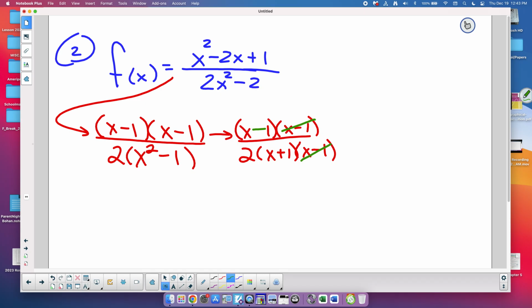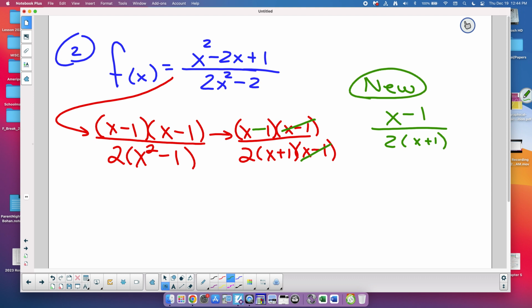Here comes the new function. What is the new function? X minus 1 over what? 2 times x plus 1. This is the new function that you and I are going to look at. Guys, you're supposed to tell me there's a hole though, right? Where's the hole?